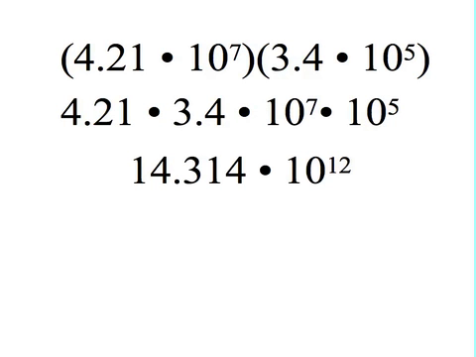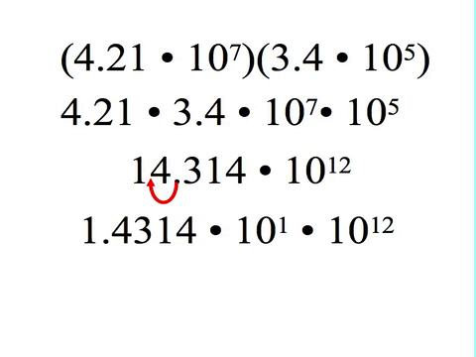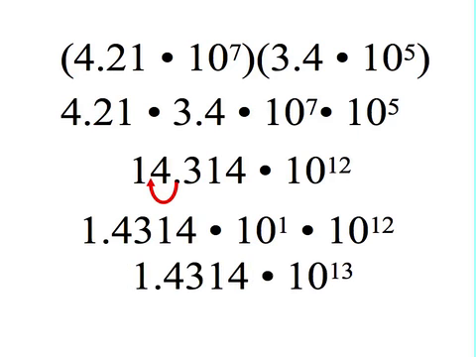And I am going to use a calculator for 4.21 times 3.4. And I get 14.314. And it's almost in scientific notation, except for the 14.314 isn't between 1 and 10. So I'm going to have to make one move of the decimal. And in doing that, I get 1.4314 times 10 to the first is equal to 14.314. And now I have 10 to the first times 10 to the 12th. I've made an adjustment. And in scientific notation, I get 1.4314 times 10 to the 13th.